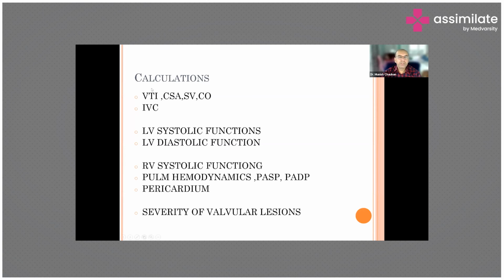So if we come from here, this gives you an idea of the fluid status: velocity time index, stroke volume, cardiac output, and IVC assessment. So this was about hypovolemic shock. This is more about the cardiogenic part, the LV functions. This is more about the pulmonary embolism part, the RV function, pulmonary hypertension. And this is about pericardial effusions or tamponade.